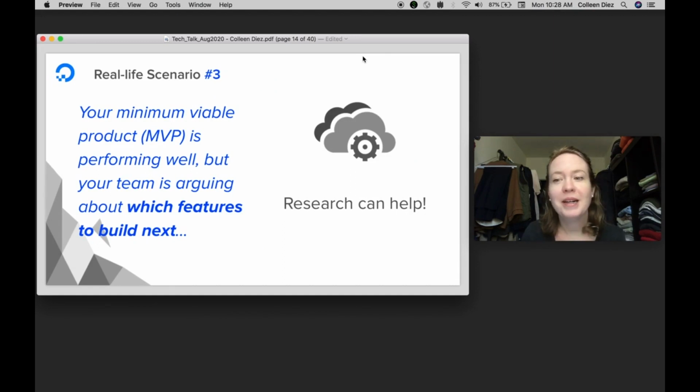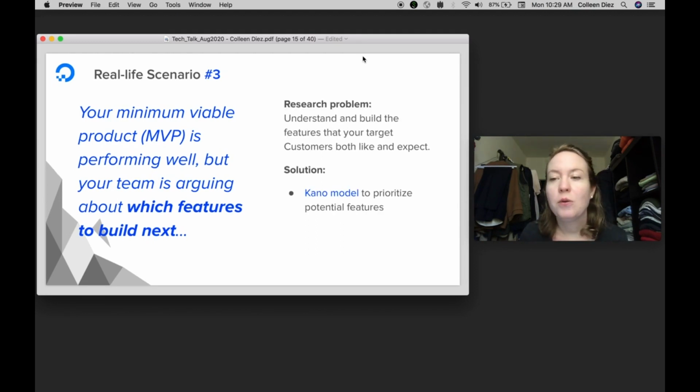On to another scenario. In real life scenario number 3, let's say you've got a minimum viable product, an MVP, and it's actually doing really well. But now your team is arguing about which features to build next, and they don't know how to move forward. Research can help with this too. In this research problem, you're trying to understand and build the features that your target customers not just like, but also expect and need.